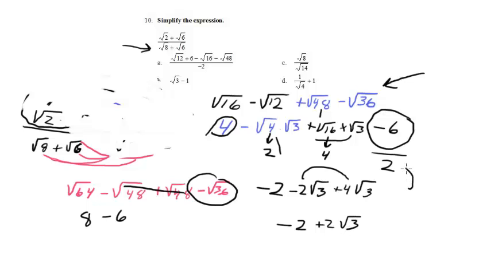All of that over 2. Remember this 2 we had up here? So all of that over 2. So then these 2's all become 1's. These cancel out here. And we're left with negative 1 times square root of 3, or square root of 3 minus 1, which is B.